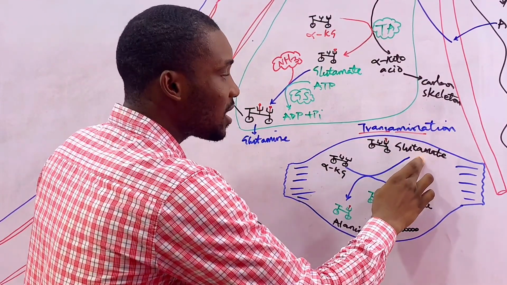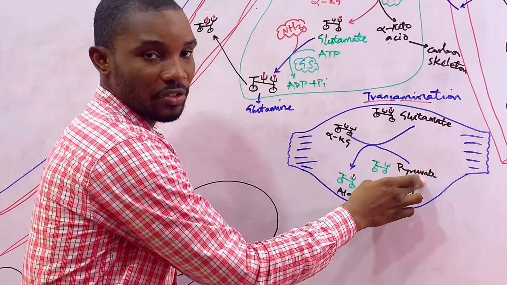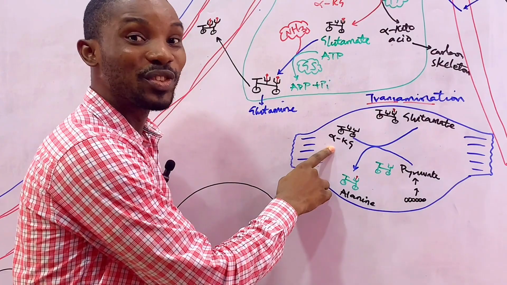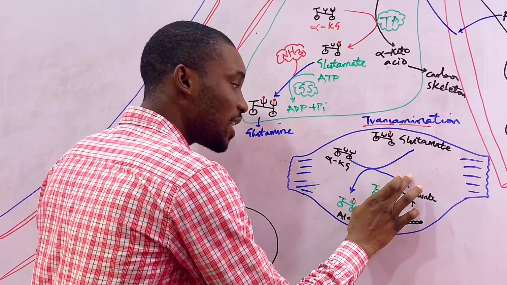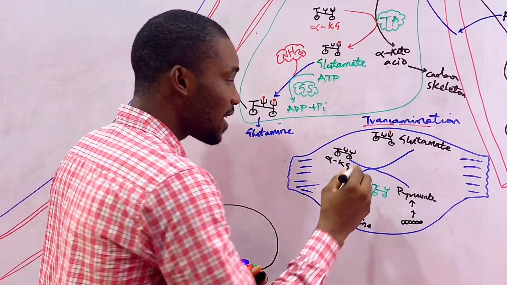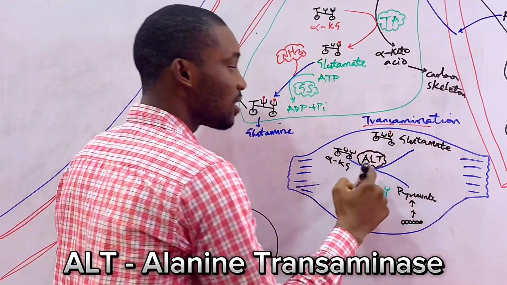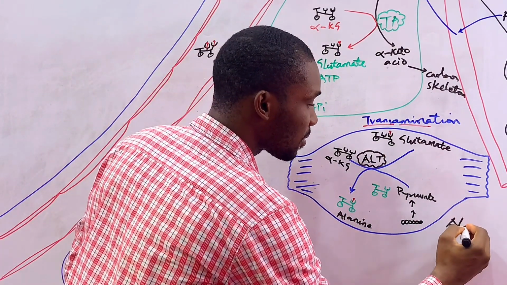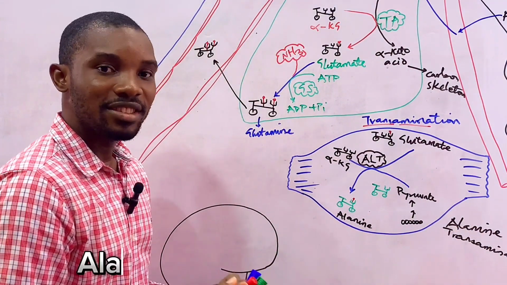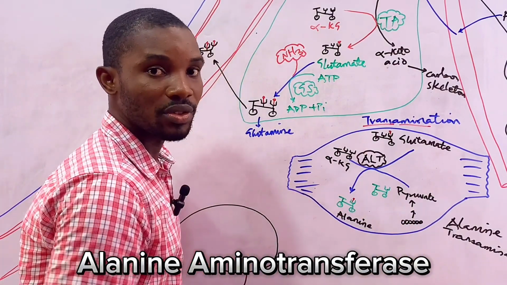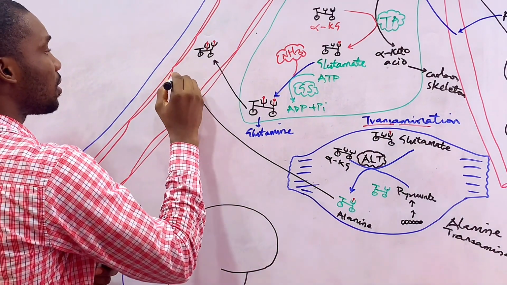And then this glutamate, instead of going through the glutamine synthetase pathway, now combines with pyruvate to form alanine and alpha ketoglutarate. And this reaction is also called a transamination reaction. All right. And the specific enzyme for this reaction is ALT. Okay. That's your alanine transaminase, or alanine aminotransferase. Okay. Now we have our alanine being transported as well.